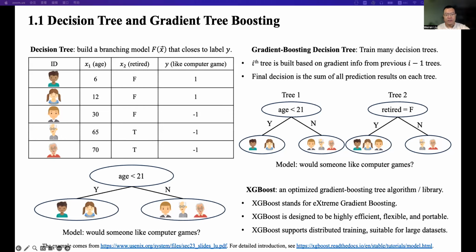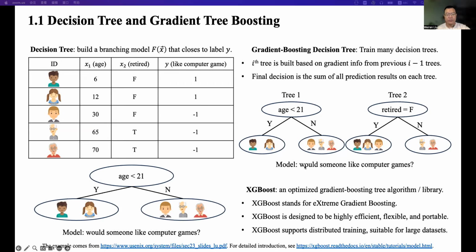Furthermore, the gradient boosting decision tree trains many decision trees. The i-th tree is built based on the gradient information from the previous i-1 trees. The final decision is the sum of all prediction results on each tree. For example, we can build a gradient boosting decision tree based on the same dataset containing two trees. The first tree is the same as the previously trained decision tree, and the second tree shows that if retired equals false, then the individual would probably like to play computer games.